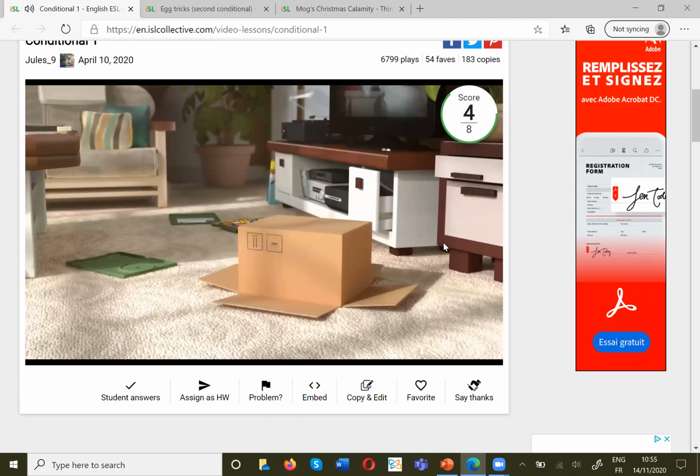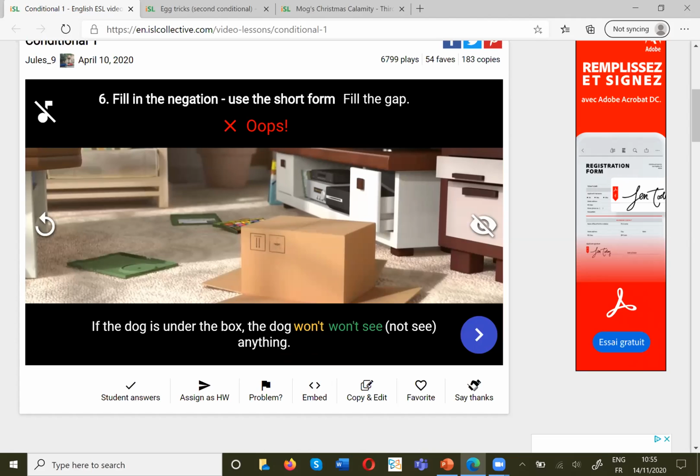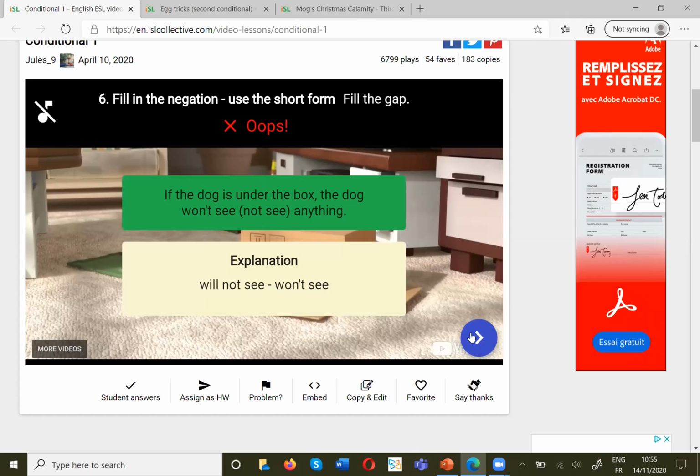Okay, who wants to try? Vika. Let's go quickly. If the dog is under the box, the dog won't see anything. Very good. It's because it's will not, won't see anything. Good, very good. That is the explanation.